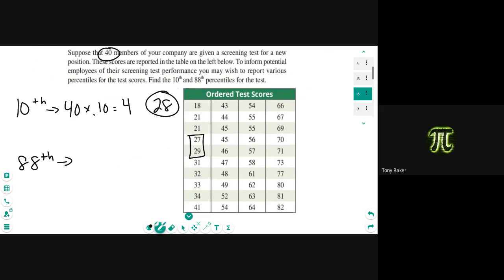And if you look at it, if I go here and I say, okay, that's 28, I have 1, 2, 3, 4 numbers below it, which would be, that's why that's the fourth. That is the 10th percentile.